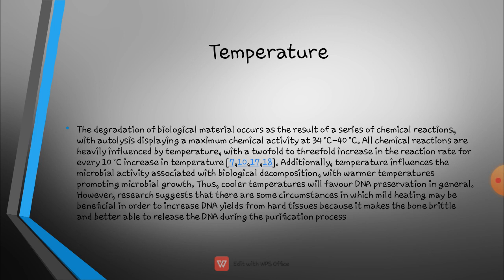Temperature. The degradation of biological material occurs as a result of a series of chemical reactions, with autolysis displaying a maximum chemical activity at 30 to 40 degrees. All chemical reactions are heavily influenced by temperature, with a two-fold to threefold increase in the reaction rate for every 10 degree increase in temperature. Additionally, temperature influences the microbial activity associated with biological decomposition. Warmer temperatures promote microbial growth, and cooler temperatures favor DNA preservation.